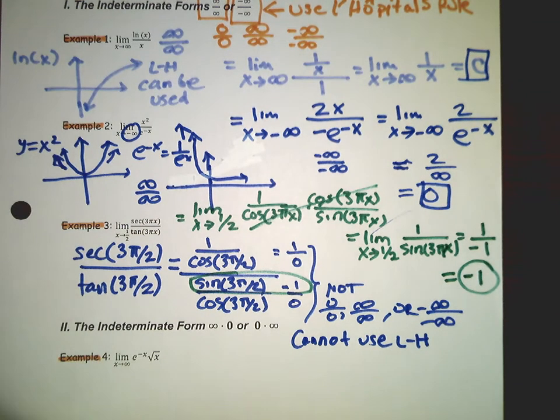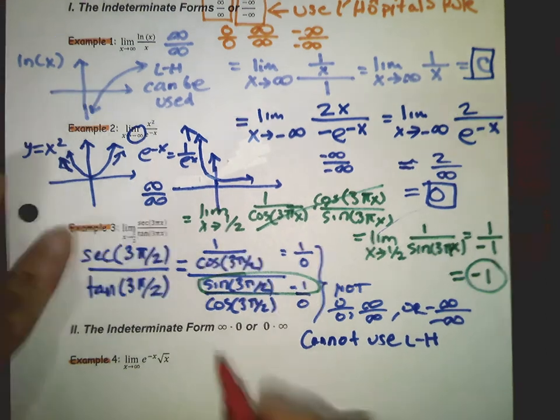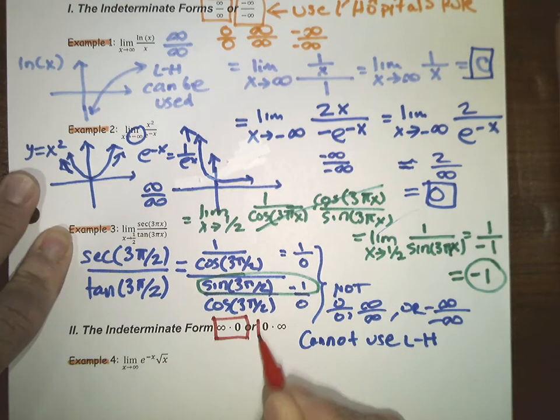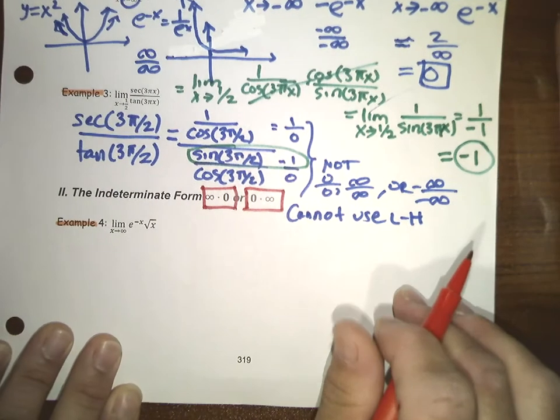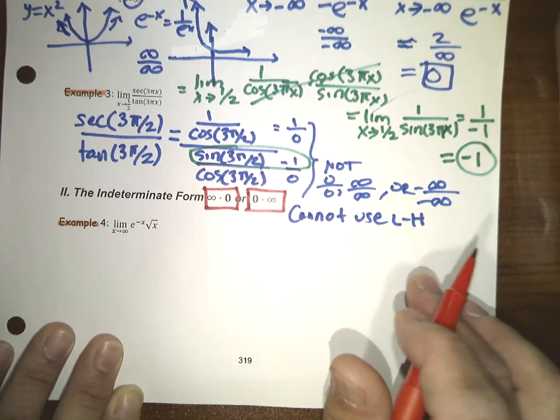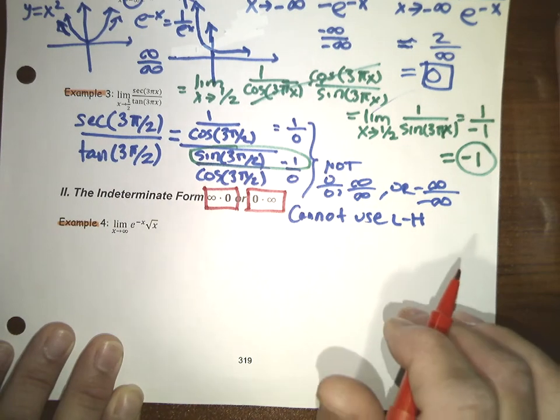So hopefully you enjoyed that, but that is the end of dealing with that type of format. So let's try a little bit of a different one. Here is one on the infinity times 0 or 0 times infinity form. So the limit as x approaches infinity of e to the negative x times the square root of x.